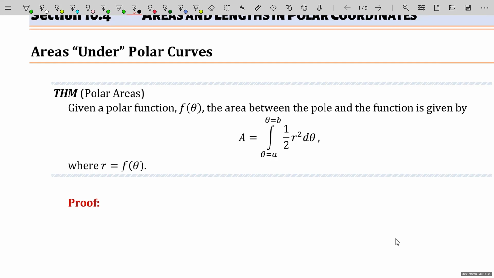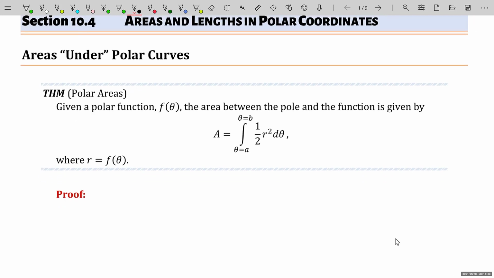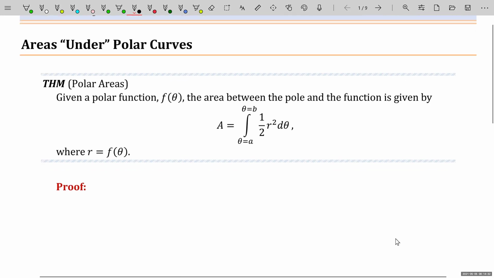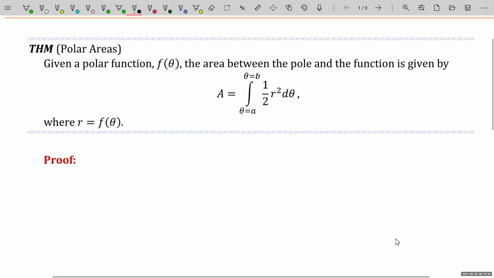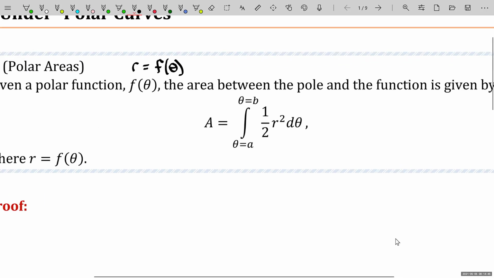So section 10.4, areas and lengths in polar coordinates. That'll be today and Friday. And then we're done. Given a polar function, r equals f of theta, the area between the pole and the function is given by this formula right here.